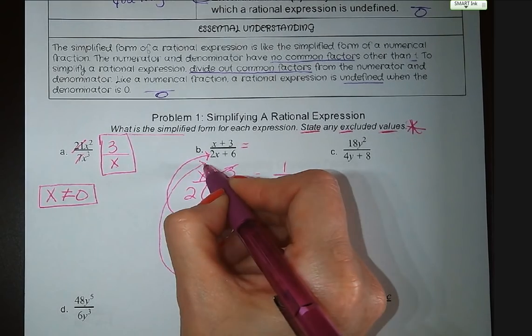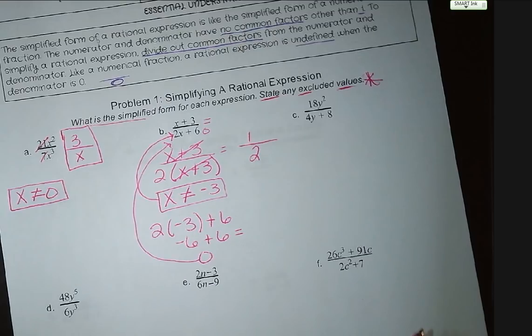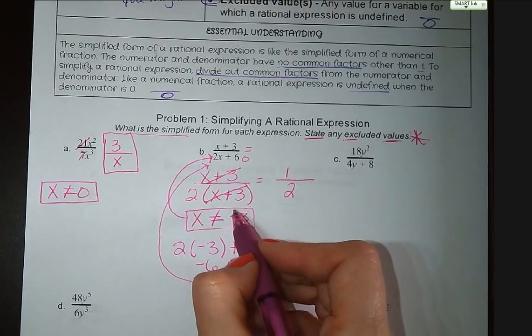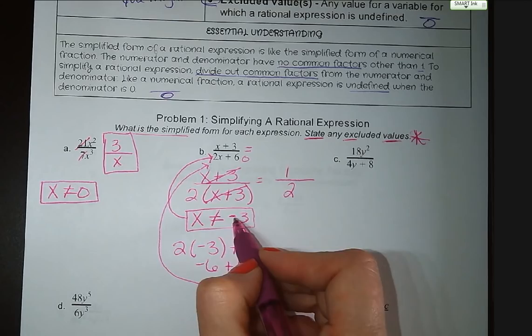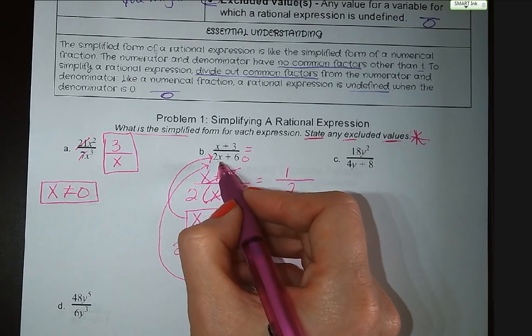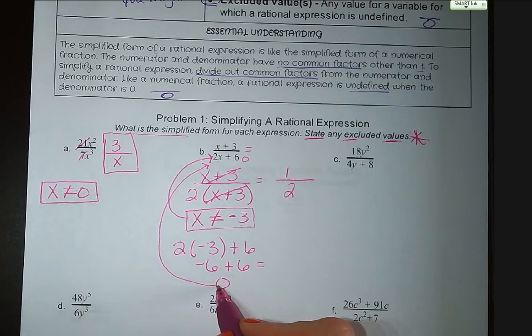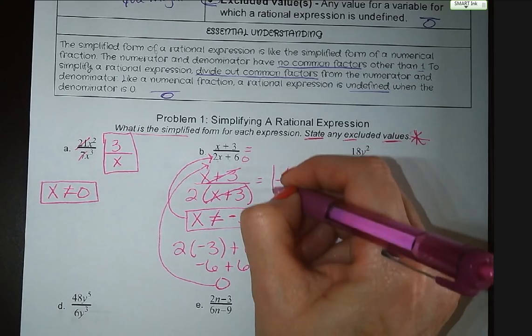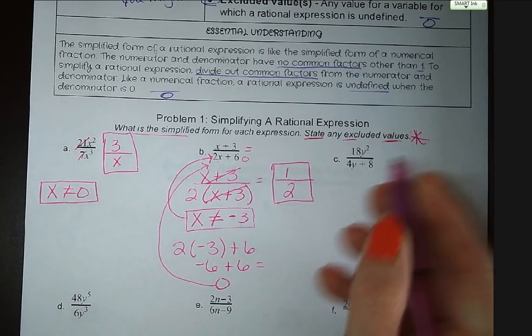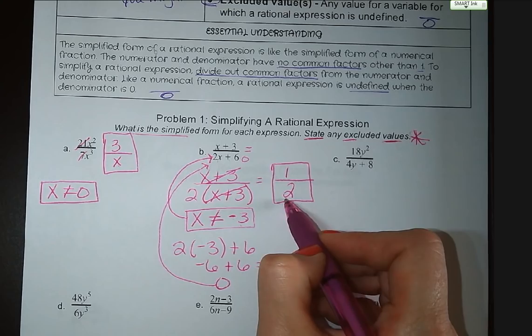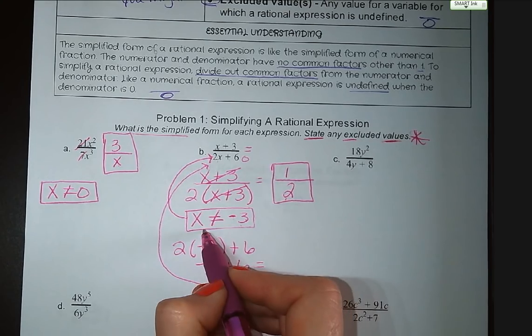You cannot have a 0 in the denominator. So that's how we found that it was going to be -3. If we put a -3 in here, I end up with a 0. Cannot have a 0 in the denominator. So my answers are 1/2, that's the simplified, and my excluded value, -3.